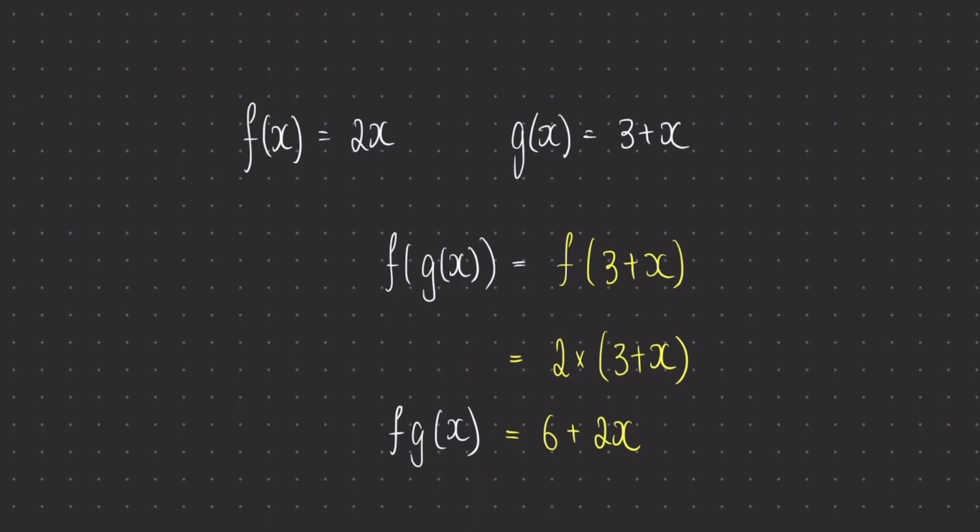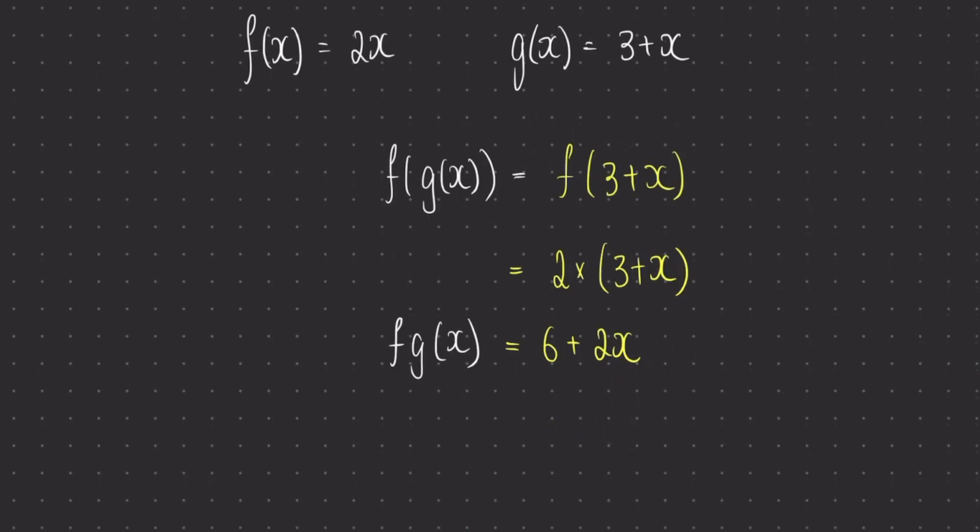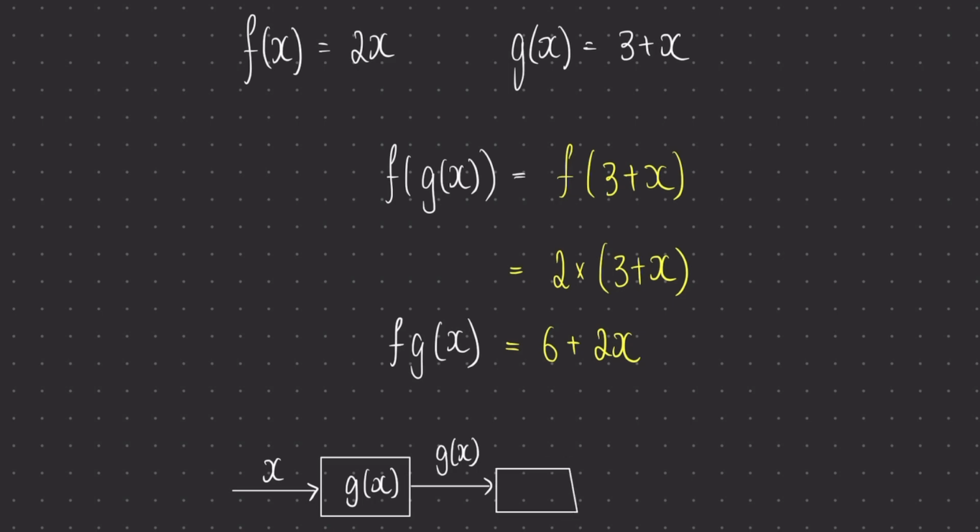Whenever you see this form here, it means first a function g is being applied to x, and then a function f is being applied to the output of g of x. We could think about this as a function machine, so the input is initially x. The next thing that happens is we apply g of x, and so the output is, of course, g of x. And we place that into a second function machine, f of x, and the output of that is going to be f of g of x.